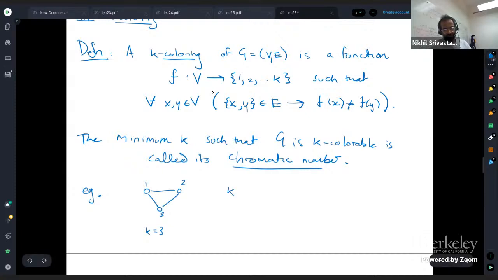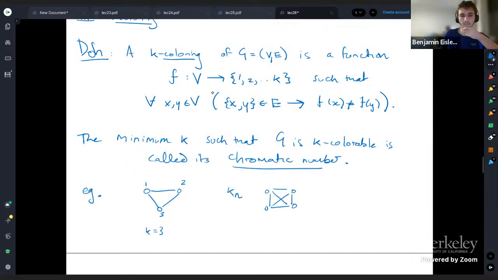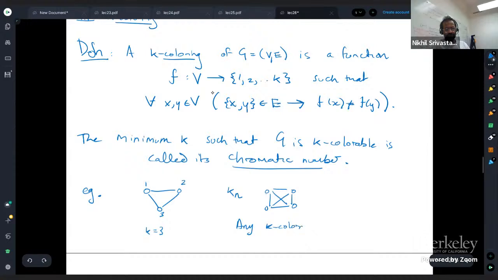So in general, the complete graph. The complete graph means you just take a bunch of vertices and look at all possible edges between them. How many colors do you need for the complete graph on n vertices? N. Why? Because if you had less than n, by the pigeonhole principle, you'd have 2 vertices with the same color, and those 2 vertices have an edge. So that wouldn't work. So let's just say there's no K coloring with K less than n by pigeonhole.